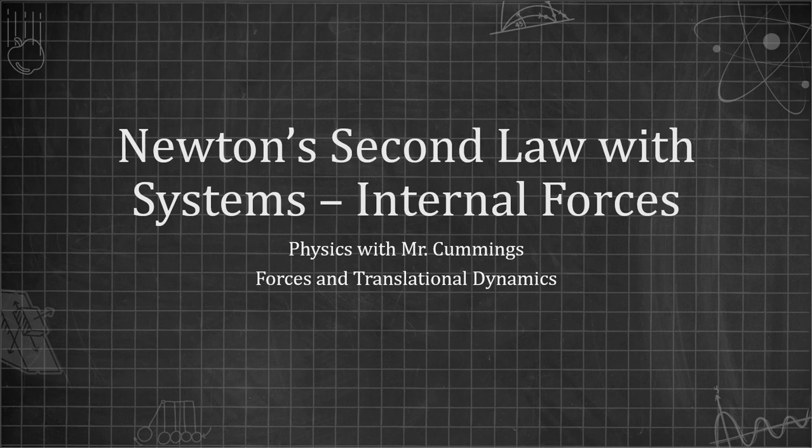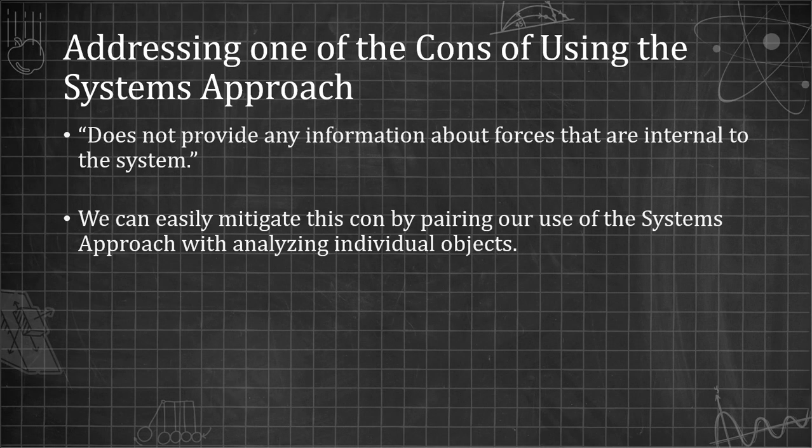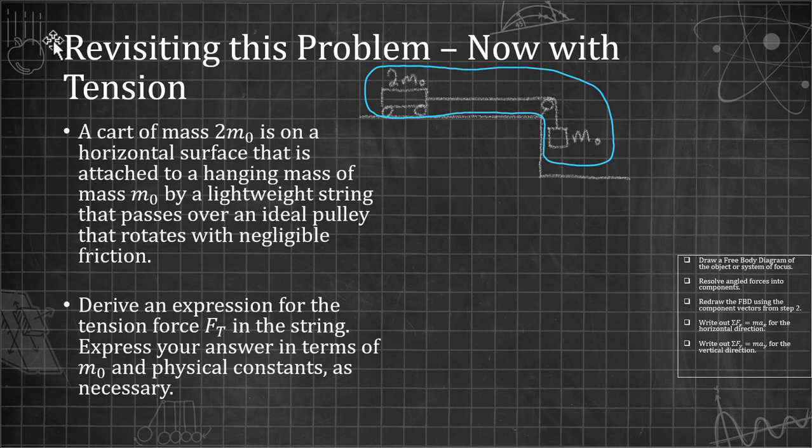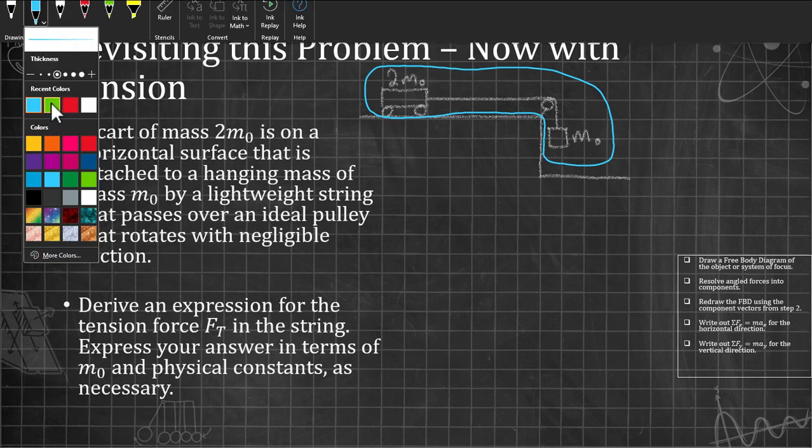Hello everyone. In this video we're going to be taking a look at systems again, but with internal forces. So remember, one of the problems of using the systems approach is it doesn't give us any information about the forces that are internal to the system. But we can mitigate this by pairing the use of the systems approach with analyzing individual objects. So we'll be taking a look at this example again.